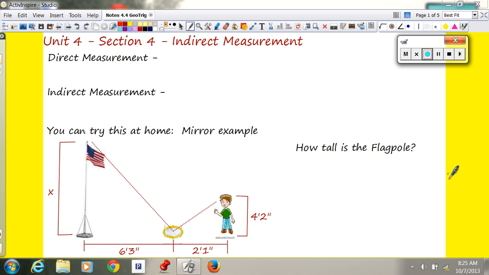We kind of used indirect measurement today when we did our starter, when we were not in the scenario. She was not able to actually measure the height of the tree, but she used similar triangles to do that.